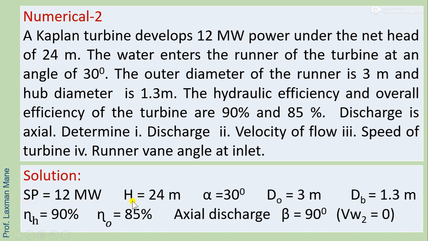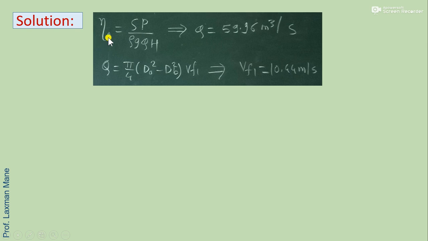Shaft power, head, alpha, DO, DB, hydraulic efficiency, overall efficiency. Because of axial discharge, beta is 90 degrees and Vw2 is 0. So starting with the formula of overall efficiency, shaft power upon rho g Q H. Here the only unknown is Q, other values are given, but you convert shaft power from megawatt to watt by multiplying by 10 raised to 6. Okay, so Q we get in meter cube per second.